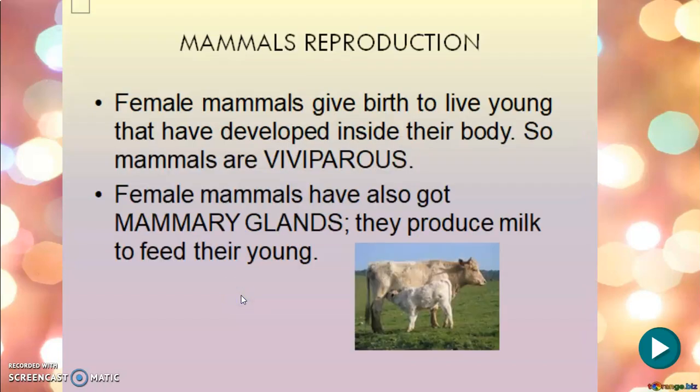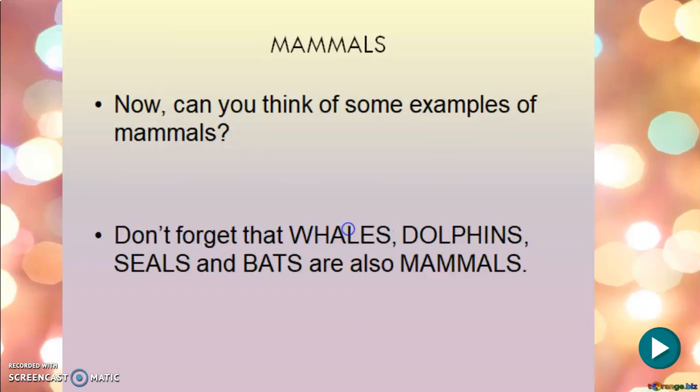So, how do mammals reproduce? Well, mammals give birth to live young. This is why we call them viviparous. This means that the baby or the young mammal grows inside the mother's body. Also, female mammals have mammary glands, which give milk to the babies so that they can feed them milk while they are still very young.